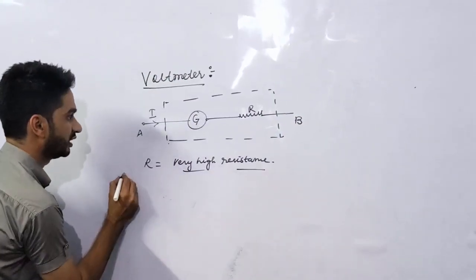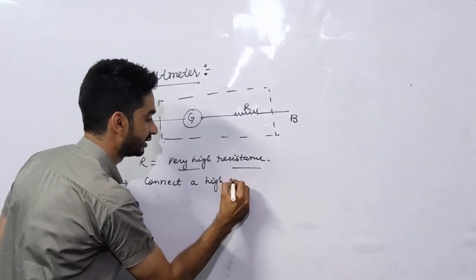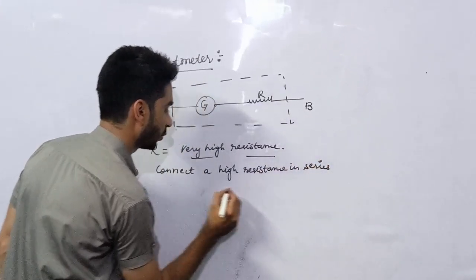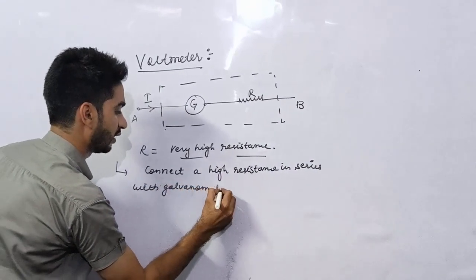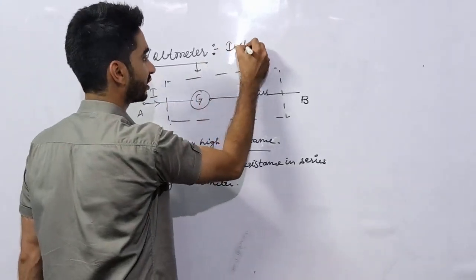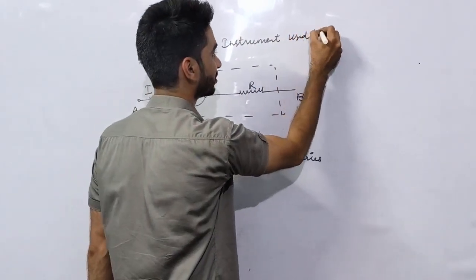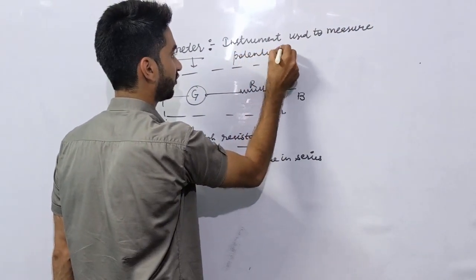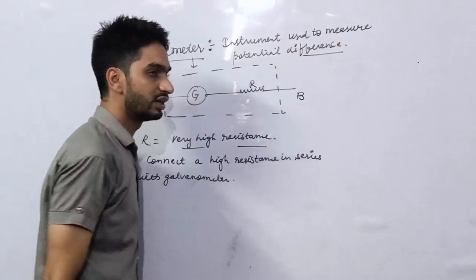Now, what we have done here is connect a high resistance in series with the galvanometer. Once we have done this, we get a device called a voltmeter, which is an instrument used to measure potential difference.